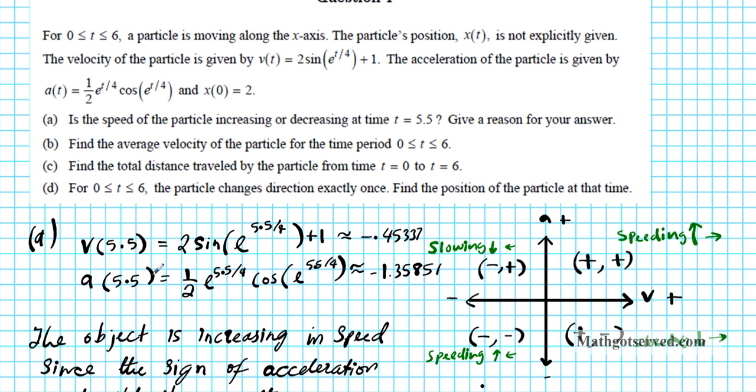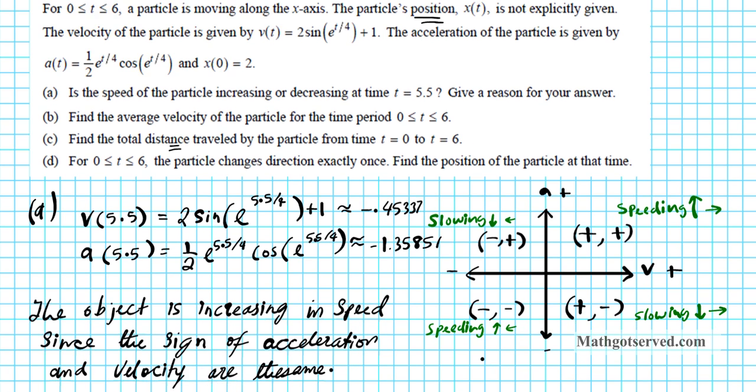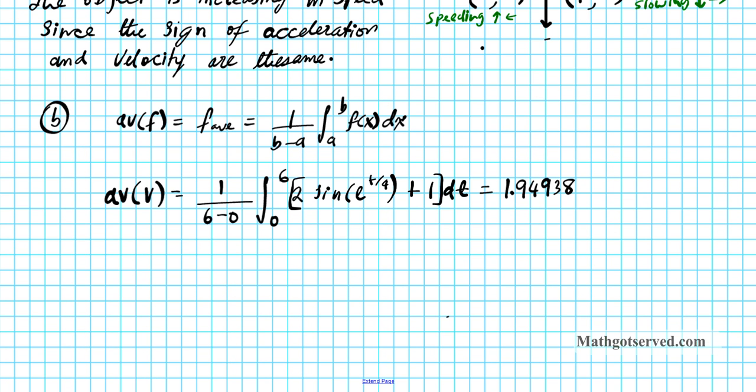Okay, now let's take a look at part C. Part C says find the total distance traveled by the particle from t equals 0 to t equals 6. Notice that distance and position are two entirely different things, okay? Distance and position are different. Position is a vector quantity and distance is a scalar quantity. Alright, just as speed and velocity are two different things. We want to keep in mind the fact that distance and position are two different things.